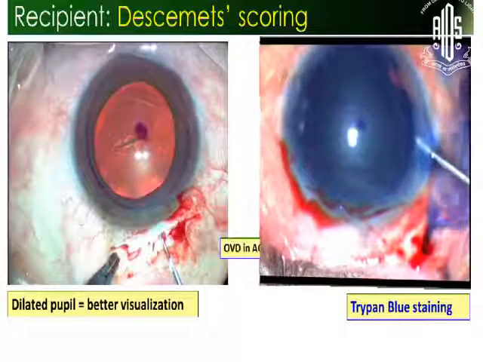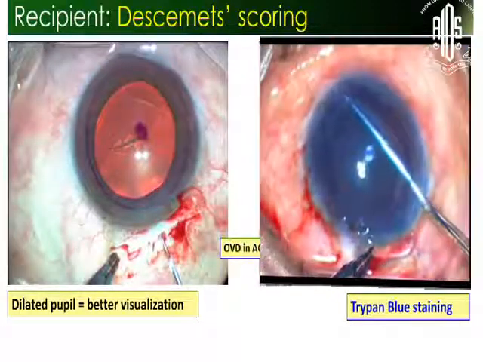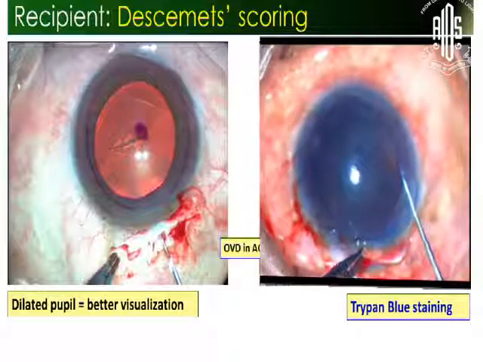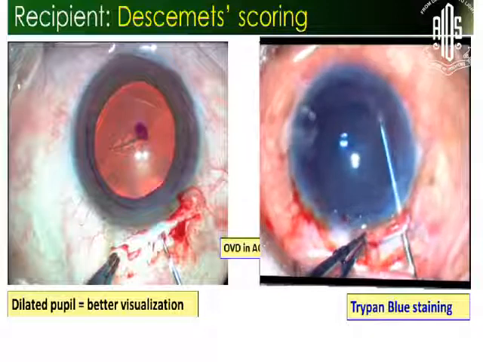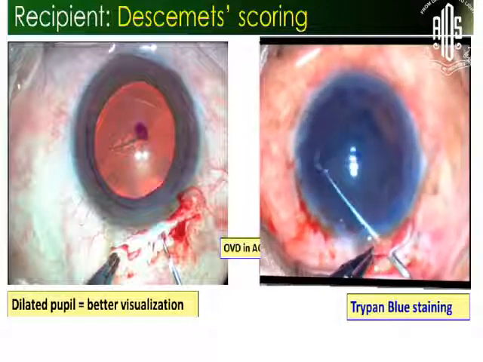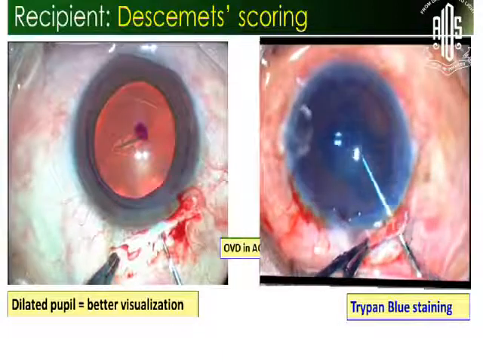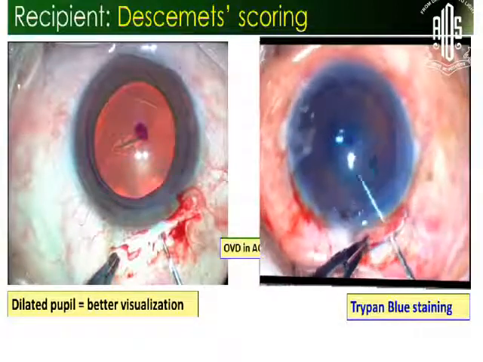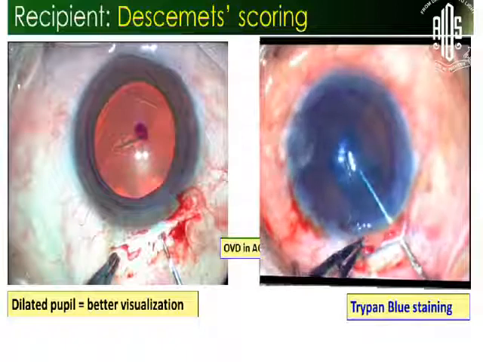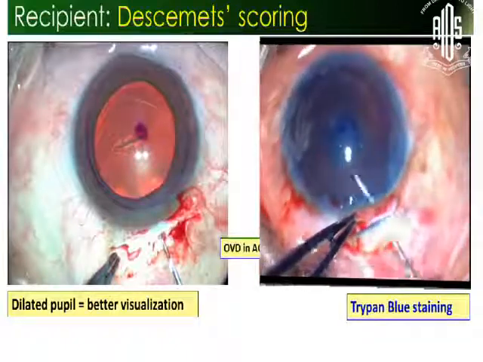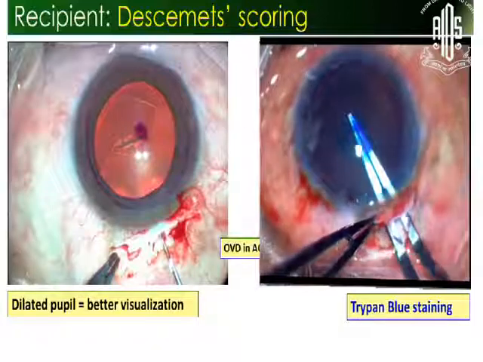Sometimes you can give Trypan blue. Trypan blue stains the diseased endothelium. So your visibility is much better when you dissect with it. You see that when you are removing this diseased endothelium, your clarity is much more than before. So you remove this. This is the easier part.